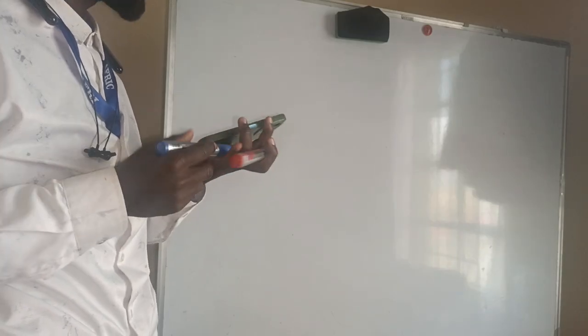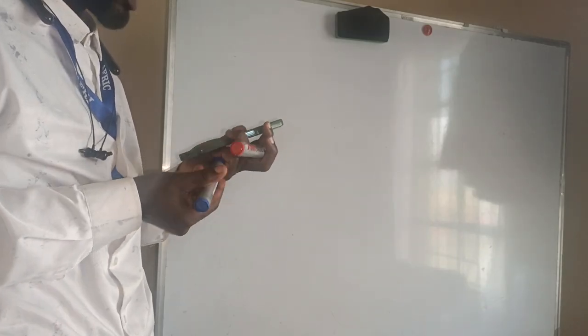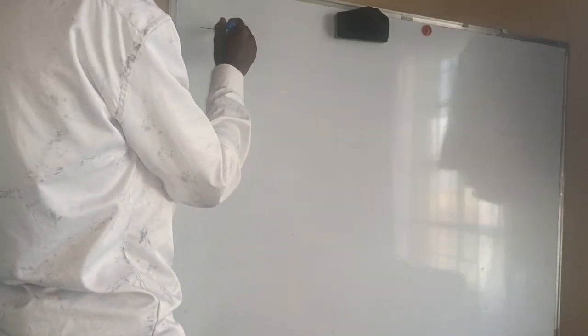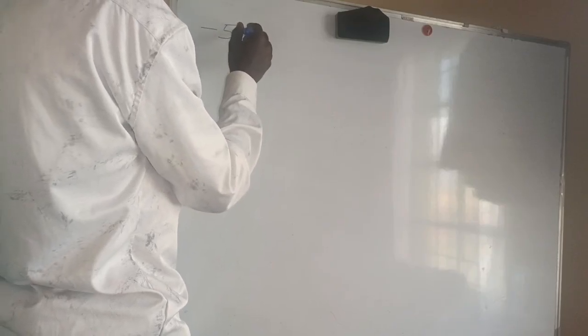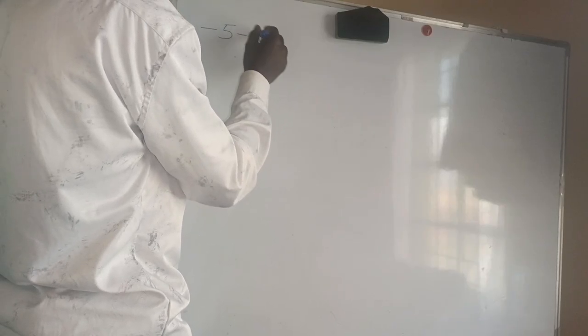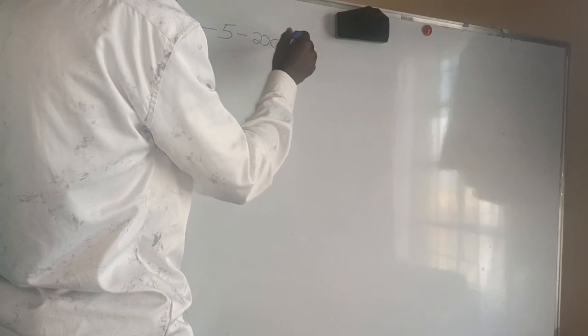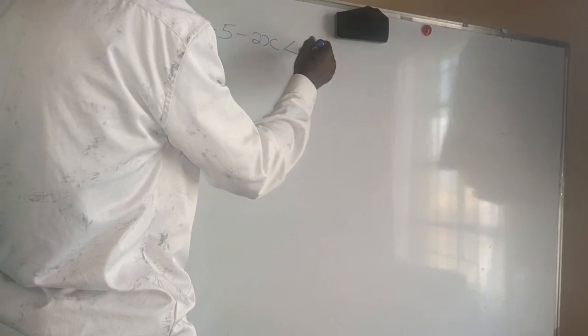Our class today starts with a question from a topic called linear inequalities, and I am going to write down the question, then we can start working it out. So this is the question. I'm told -5 minus 2x is less than -3.